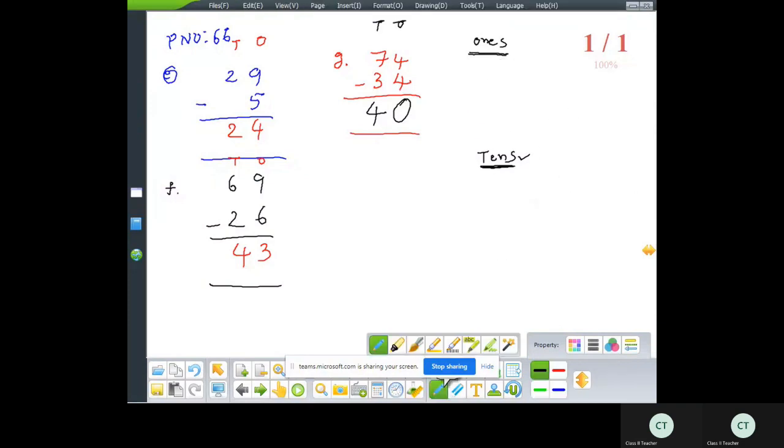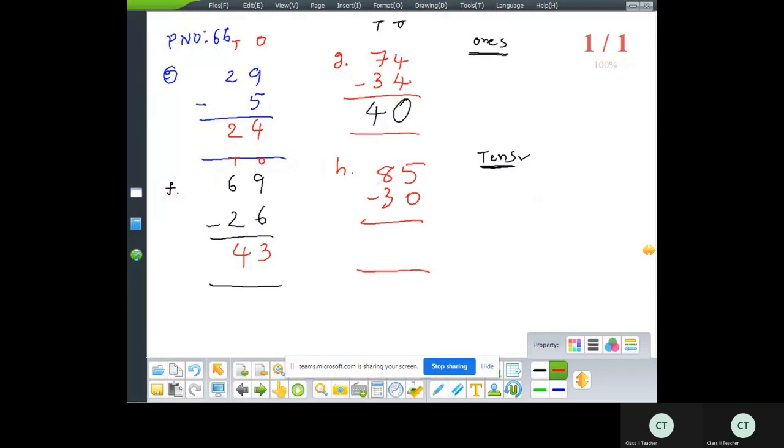Now, question H1. 85 minus 30. It means 30 is subtracting from 85. Here 85 is bigger than 30, so subtraction exists. Now write the place values.